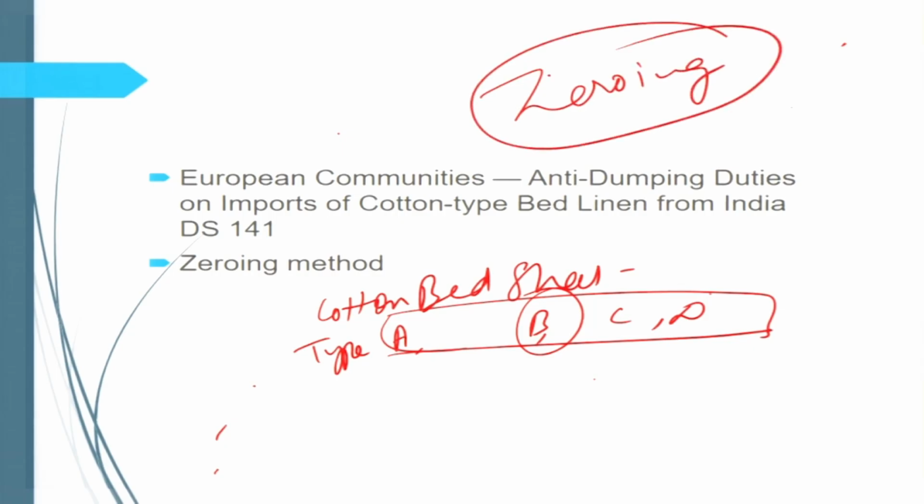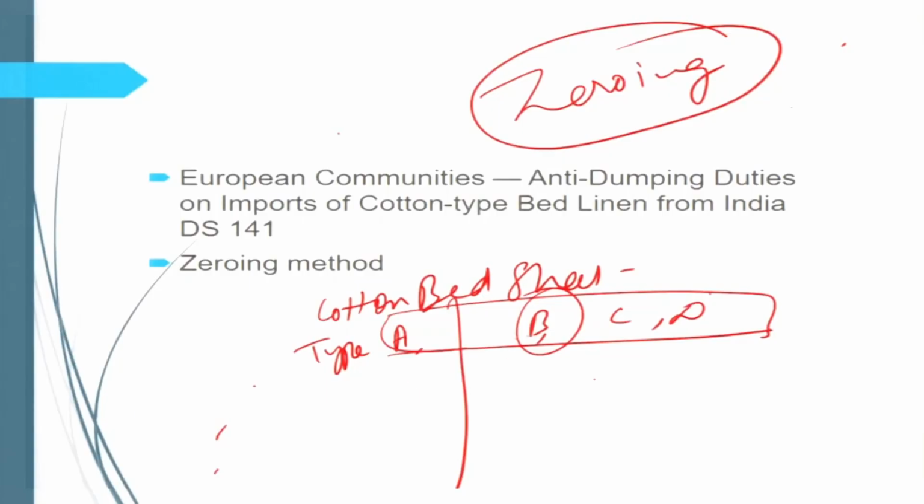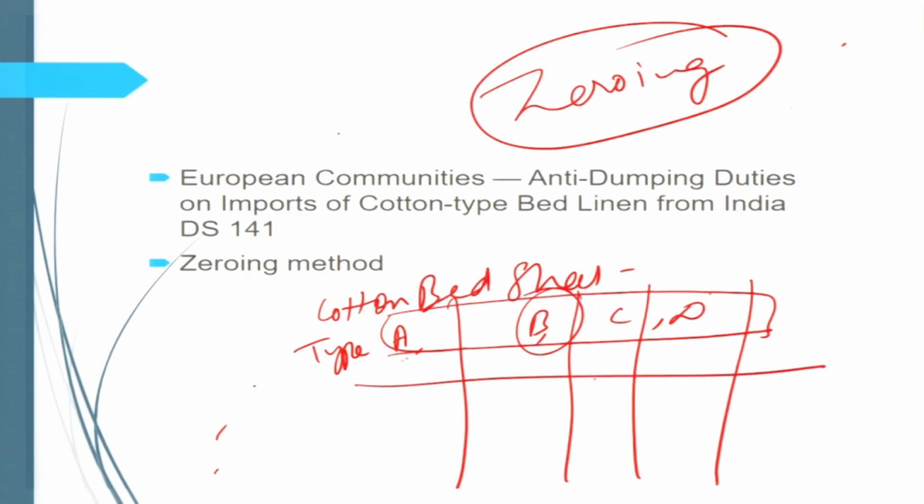Now, what is basically the zeroing method? This was a question of technicality, which is difficult to determine; it can probably be answered that dumping is being practiced, or probably that dumping is not being practiced. So, there is a wide gray area in such a situation. How is it? Let us say in the case of type A, type B, type C and type D cotton bedsheets, the domestic price is $10 per bedsheet, and here it is $12 per bedsheet, $13 per bedsheet and $14 per bedsheet.